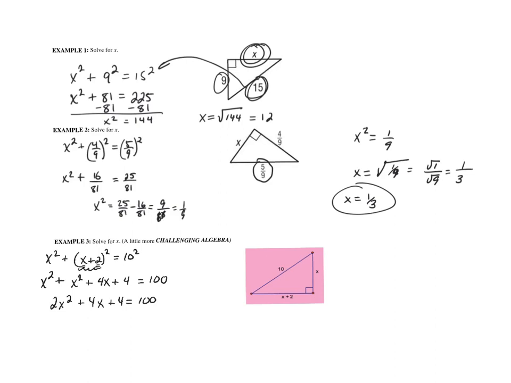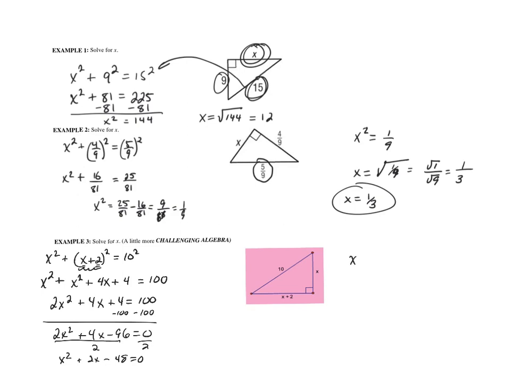Now, one thing we should know about quadratic equations when we have a squared term in them is we want to set them equal to 0 and see if we can factor them. So I'm going to subtract 100 from both sides, and I'm going to get 2x squared plus 4x minus 96 is equal to 0. And now the benefit of that is everything's got a factor of 2 in it, so I can divide everything, both sides, by 2 and get x squared plus 2x minus 48 is equal to 0.